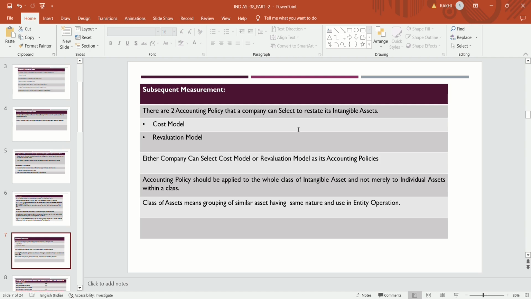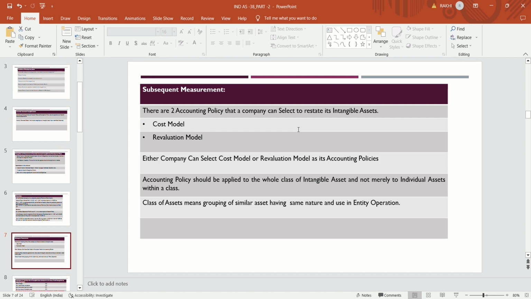Like if they apply it on patents, there are four patents: patent 1, patent 2, patent 3, patent 4. If they select the cost model for patent 1, then they are required to select the cost model for patent 2, patent 3 and patent 4. But if there is brand 1, brand 2, brand 3, brand 4, and they select the revaluation model for brand 1, then they need to select the revaluation model for brand 2, brand 3, brand 4. It is not possible that they will select the revaluation model in brand 1, and in brand 2 apply the cost model. It is not allowed as per standard.